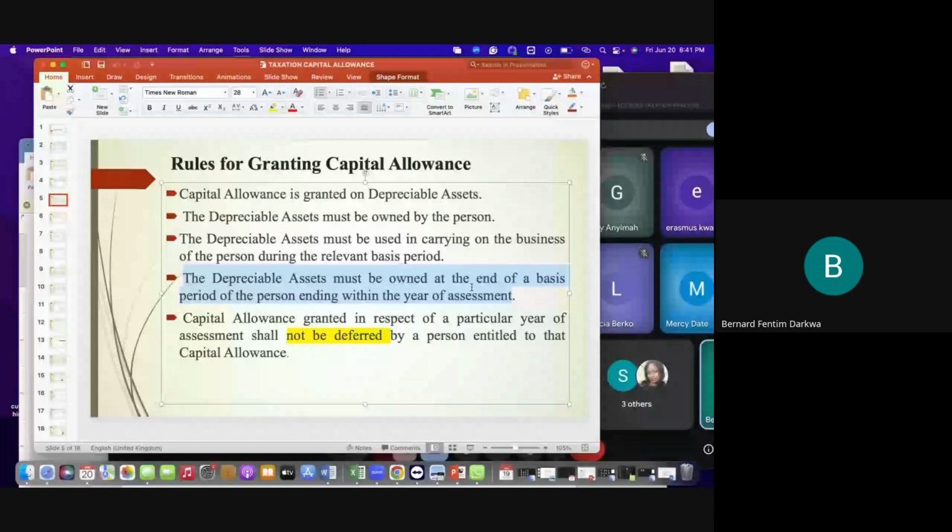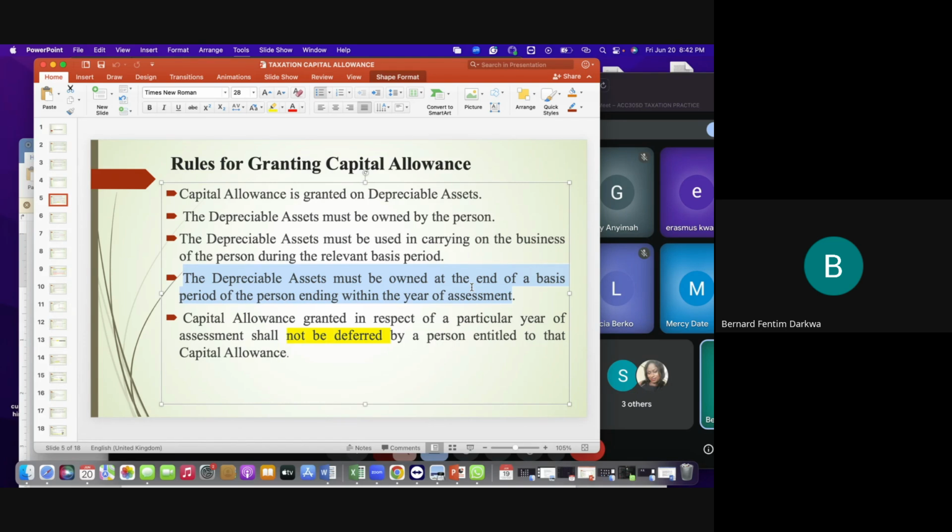So the capital allowances are given on the assets that were used from the beginning to the end, so that we can grant capital allowance. Because capital allowance is like deductions that we are going to give to you to reduce your assessable income, so that you pay some small tax. Capital allowance granted in respect of a particular year of assessment shall not be deferred by a person entitled to the capital allowance. So capital allowance is not deferred.